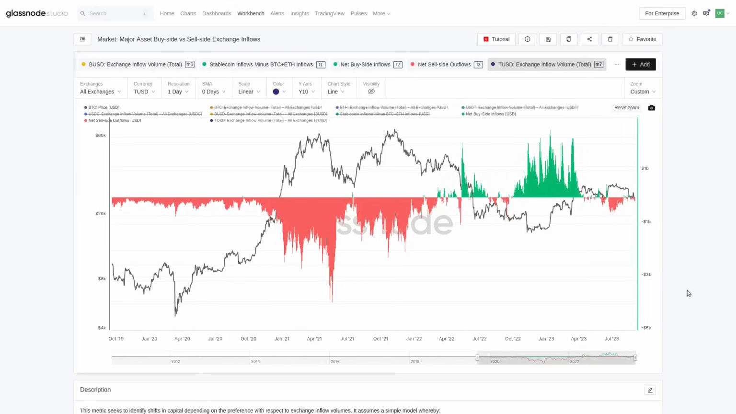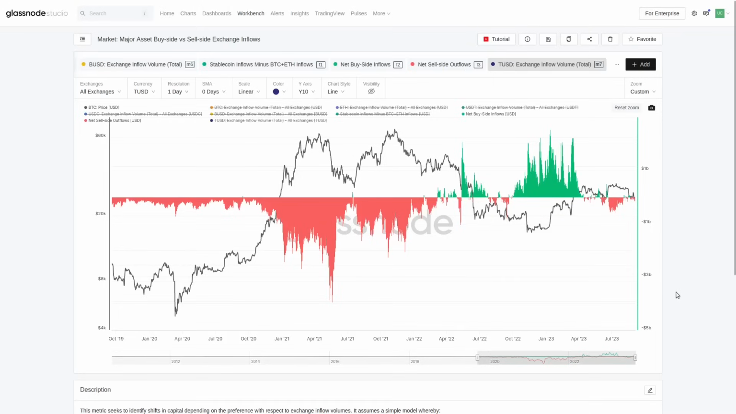Now, this is an interesting metric. It does have some assumptions baked into it. The concept here is we just try to use very simple models. And again, we're not looking for the exact answer. We're looking for shifts, changing market dynamics, points of inflection. We're looking for when something has changed.